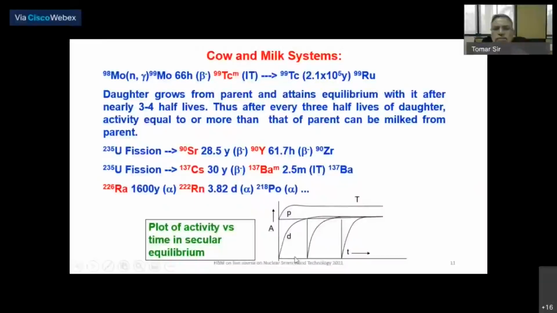And so, if this is the parent activity, which is not decaying within the time span of your interest, like these half-lives are years together, so for a few days or few months, there is no decay, but the daughter activity will grow and reach a maximum, which you can milk out. Again, the daughter will grow, and subsequently, several cycles of daughter activity you can get from the generator.